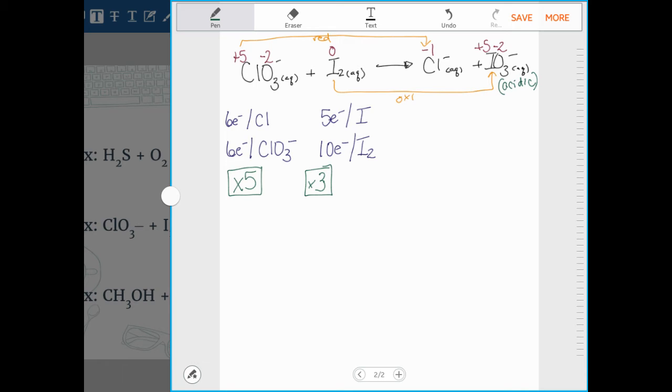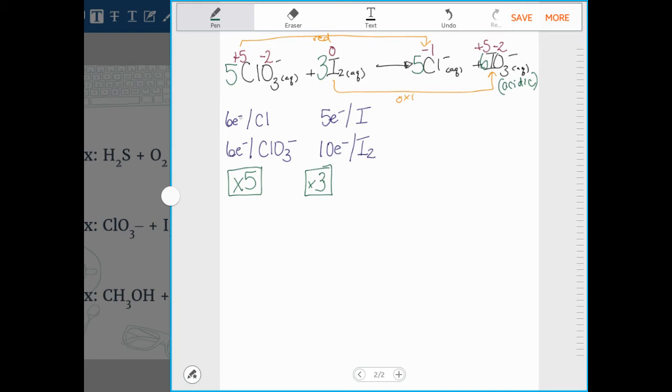Okay, so I can continue on the same way from my previous example and record these values as 5 and 3. Okay, from there I can continue to balance the rest of my equation. So I have 5 Cl's, I need to have 5 chlorines on this side, and I have 6 iodines, which means I need to have 6 iodines on this side.